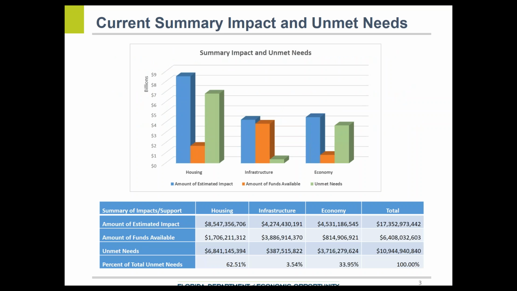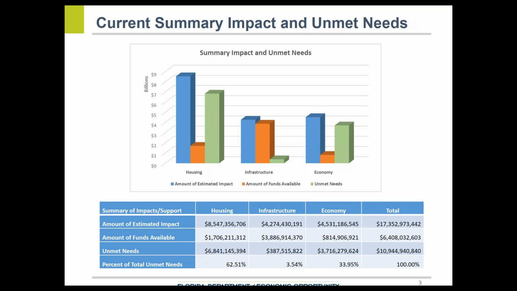So here you see a slide of the current summary, impact, and unmet needs. DEO completed an unmet needs assessment in March of 2018. To complete our assessment, we pulled data from several different sources and community feedback. To determine unmet need, Florida's methodology included the following formula. DEO took the estimated storm impacts and subtracted funds that were made available through FEMA, the U.S. Small Business Administration, and the National Flood Insurance Program. That equaled Florida's unmet need.